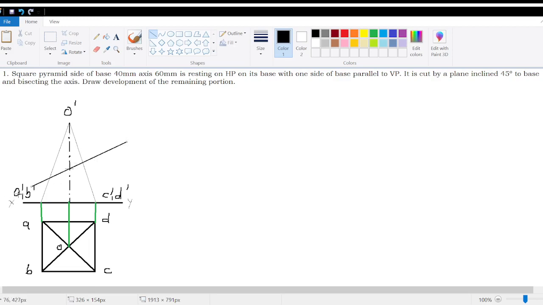So with the base it is making an angle of 45 degrees, which means this angle, the angle which you see here, I'll use another color for that. The angle which you see here, so this angle is also 45 degrees, which will be the same as the one here making with the XY line. So this angle is 45 degrees. Now I am converting this to a cutting plane, which will mean long line, short line, long line and short line, long line and short line.